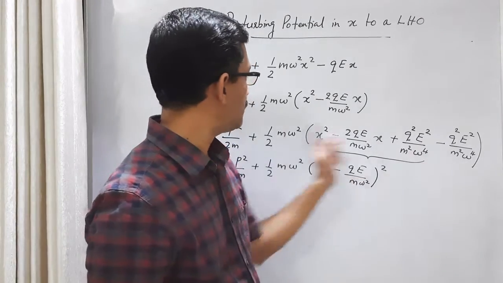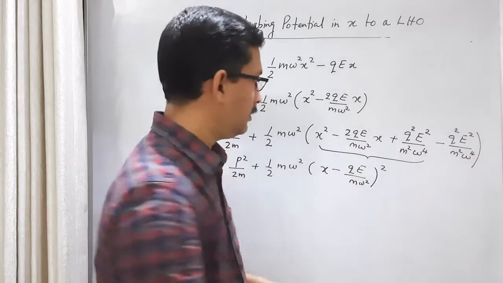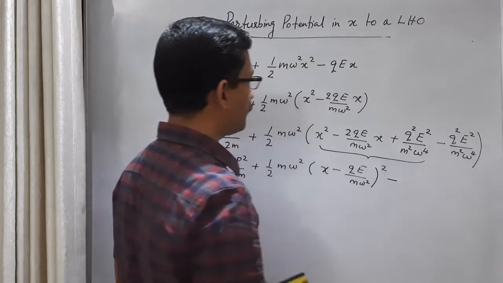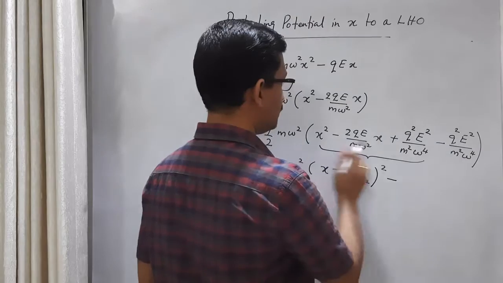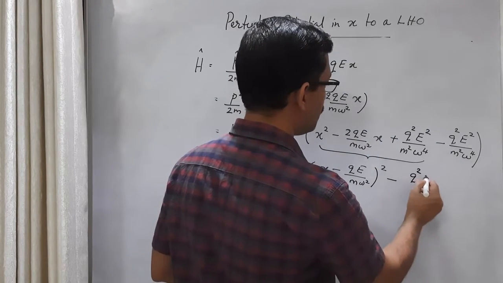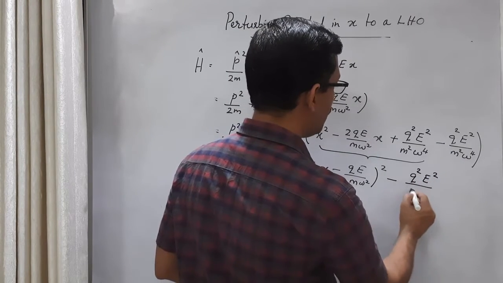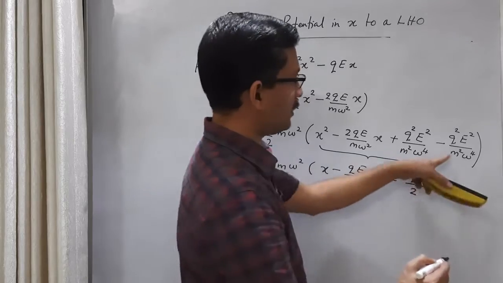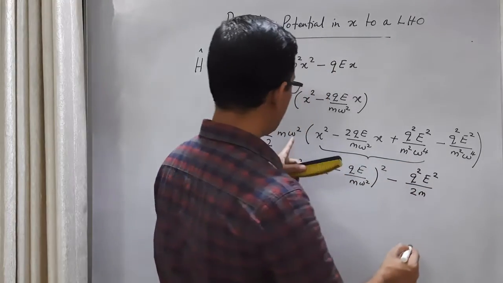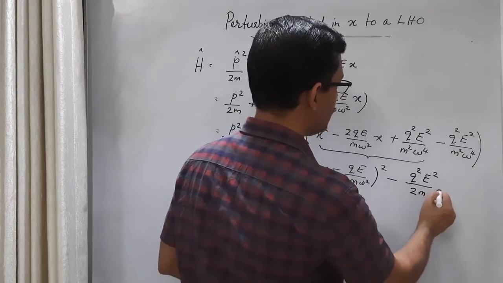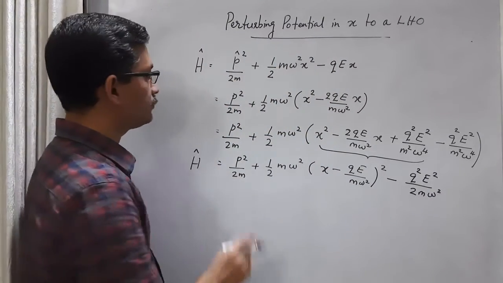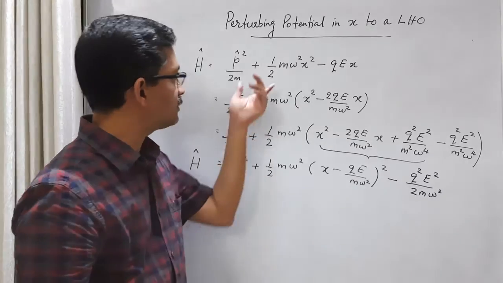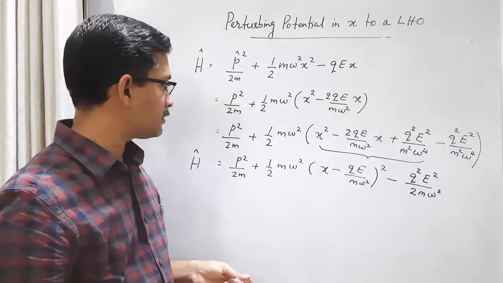What is this extra term? You have to multiply with this. We have minus. When you multiply, m omega squared will cancel here, and there is a 2. So we have q squared e squared divided by 2. One m will cancel, and one omega squared also will cancel. So this is the new Hamiltonian. I mean, the same Hamiltonian I have rewritten like this.